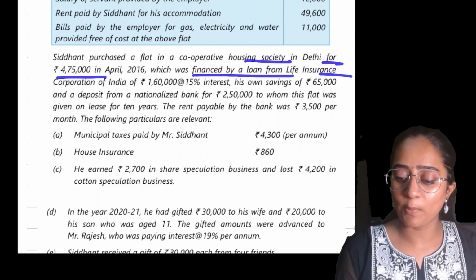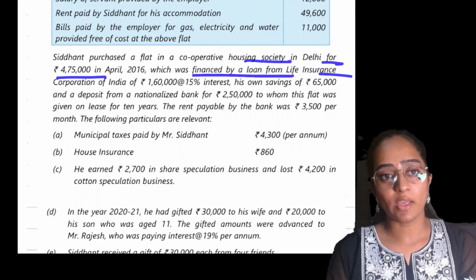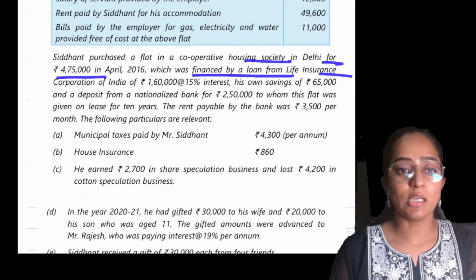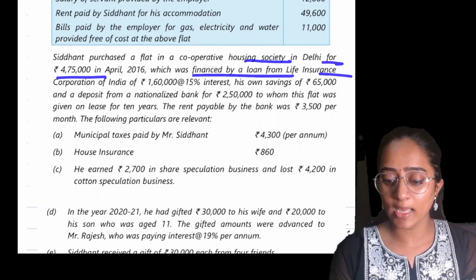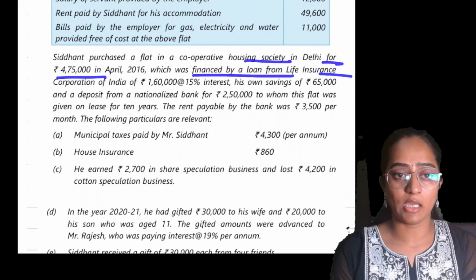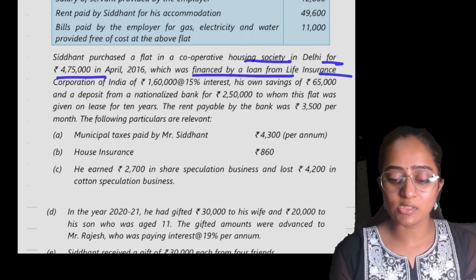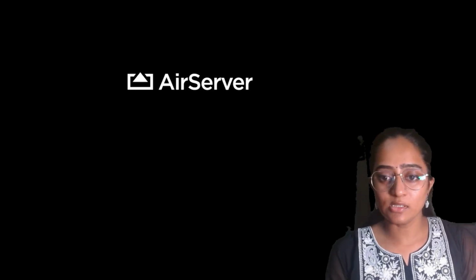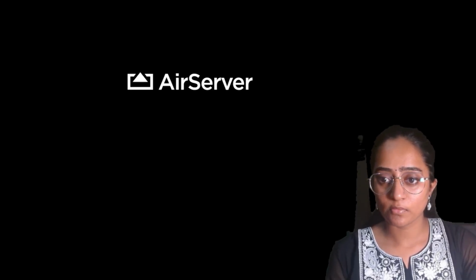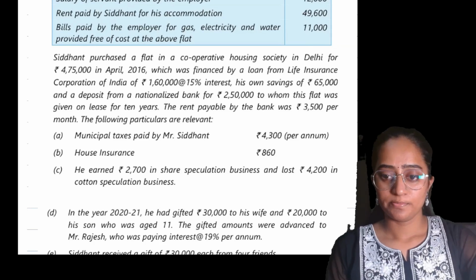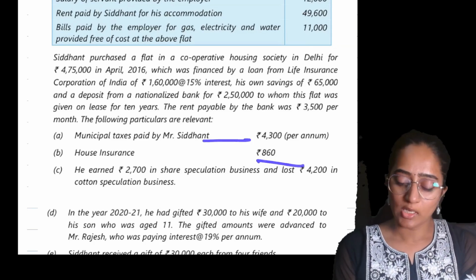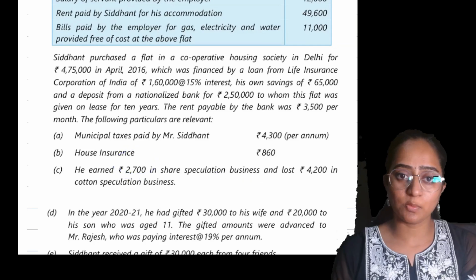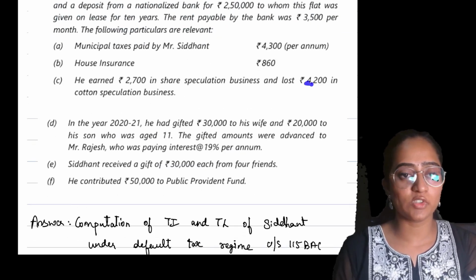The rent payable by the bank was 3,53,500 per month. The following particulars are relevant. Municipal taxes paid by Mr. Siddhant, 4,300 per annum. Housing insurance 8,860. He earned rupees 2,700 in share speculation business and lost 4,200 in cotton speculation business. So the municipal taxes information is given, and housing insurance is also given.